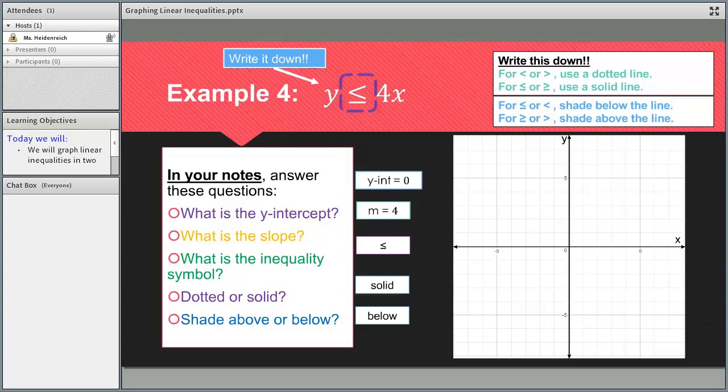All right, here come the answers. Again, we're dealing with less than or equal to, so you should have a solid line. Y-intercept was 0. That might have been tricky for some of us. But the slope is 4 over 1. So this is a pretty steep line. We're dealing with a solid line because of the equals part of the less than or equal to. And then we're shading below the line.